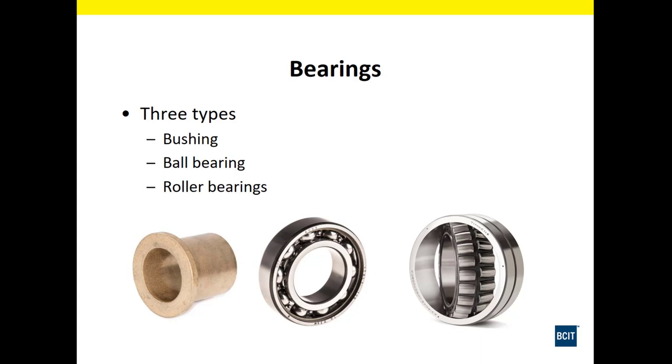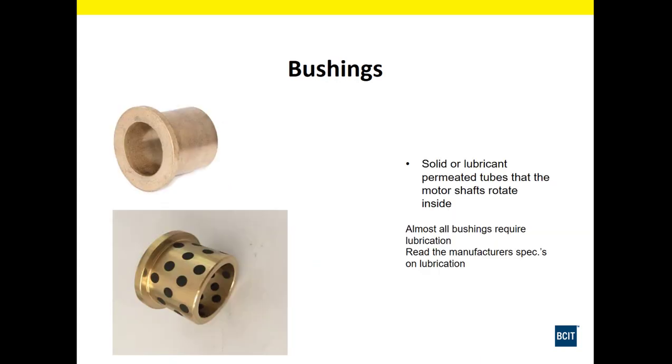Bearings. Motors have a few different types of bearings depending on the application. We have bushings, ball bearings, and roller bearings. The bushings are for smaller horsepower motors and cheaper motors. You'll see these in the average furnace fan or some of the more residential motors. Some of the bushings are like the lower one here, where it's got lubrication impregnated into it. Those black dots are actually a lubricant, so as the bushing wears, it'll self-lubricate.